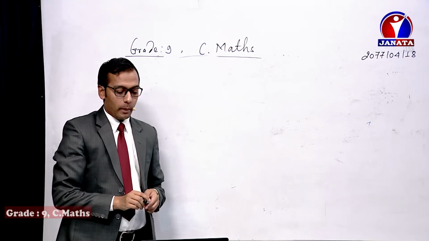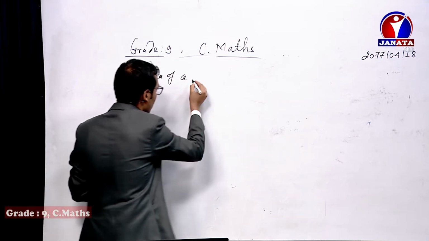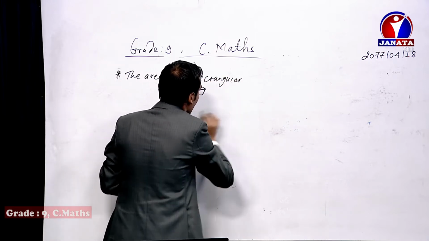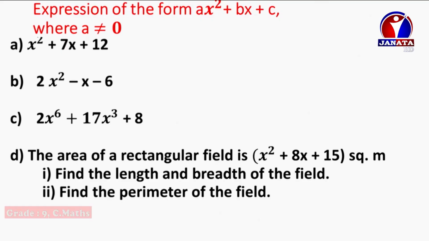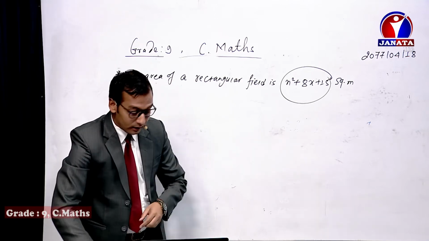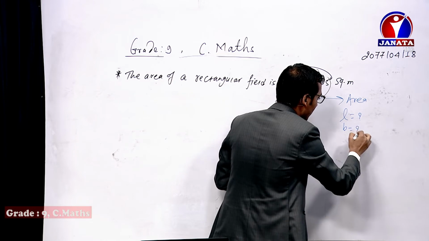Here the question says, let me write the question here: the area of a rectangular field is x squared plus 8x plus 15 square meter. What are the length and breadth? So this is the area of a rectangular field, and we are asked to find the length and breadth.